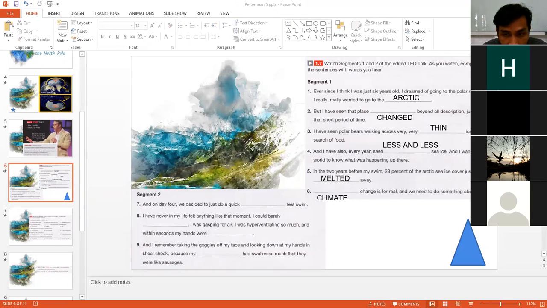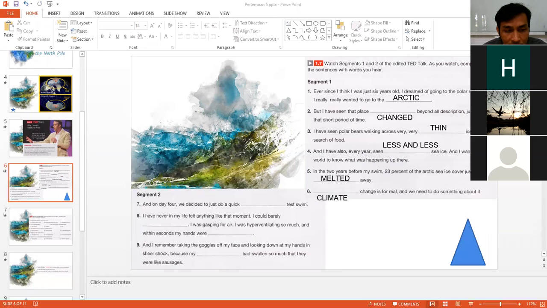And I wanted to really shake the lapels of world leaders to get them to understand what is happening. So I decided to do this symbolic swim at the top of the world in a place which should be frozen over, but which now is rapidly unfreezing. And the message was very clear. Climate change is for real, and we need to do something about it right now.